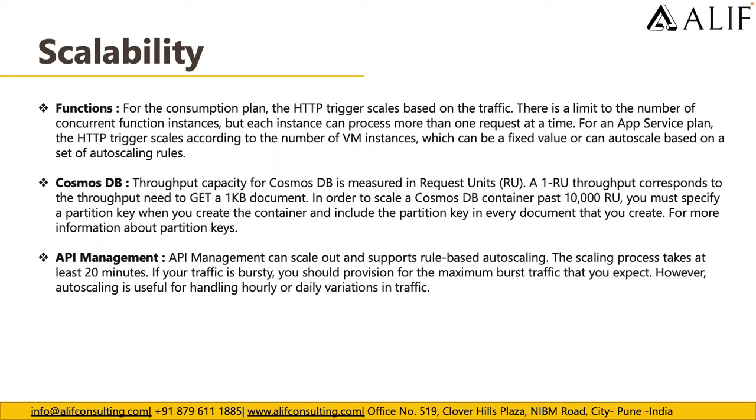And then we have Cosmos DB. The throughput capacity of Cosmos DB is measured in request units. One request unit corresponds to the throughput to get a 1 KB document. In order to grow a Cosmos DB container past 10,000 RU, you must specify a partition key when you are creating the container and include the partition key in every document that you create, right? So this is related to Cosmos DB. You have to create multiple partition keys, and across all of those partition keys you need to put the data when you are getting more than 10,000 request units.